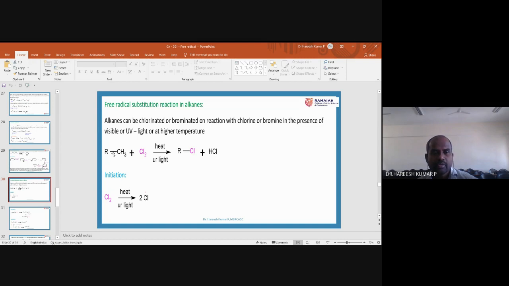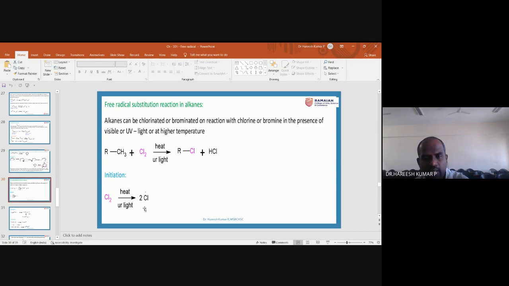So what is the reaction? An alkane, when it is treated with chlorine in presence of heat or light, gives alkyl halide, meaning alkyl chloride, as the product. So let's look into this reaction in a stepwise manner. Stepwise manner means initiation reaction, propagation reaction, and termination reaction. So in initiation, we see how the radical is formed. The chlorine in presence of heat or light gives a chlorine radical.